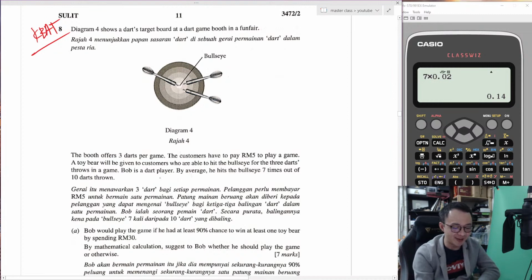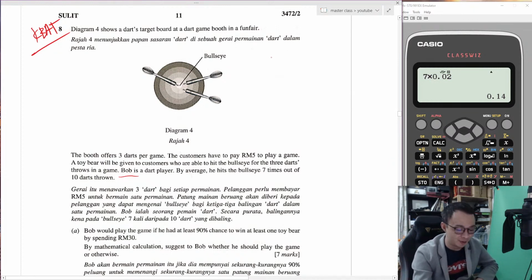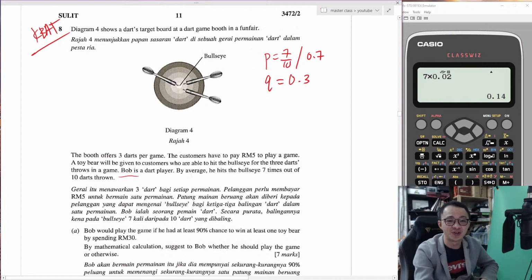So Bob is the dart player. By average, he hits the blue eye 7 times out of 10. Alright, so this Bob is actually very smart. Since we know he can hit 7 out of 10, or I can just say it's 0.7, so he will miss is basically 1 minus 0.7, isn't it? So it will be 0.3 here.